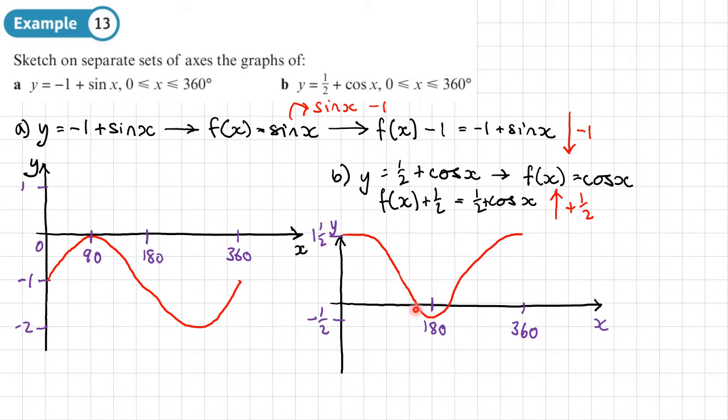And at this point, we don't need to work these values out. We could work them out because these are the values where half plus cos x equals 0. We could rearrange that and solve it to find out what these angles are here.